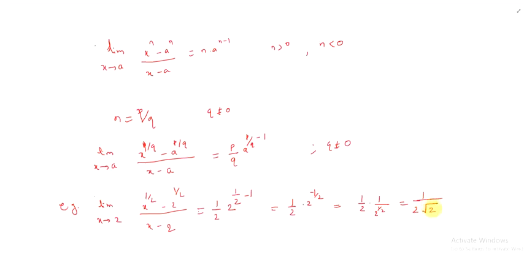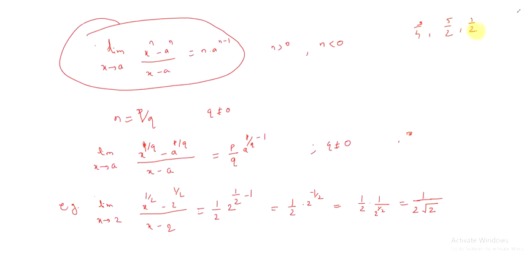So this is our required answer. We can use this result if n is natural, if n is a negative integer, or if n is in rational form. That is, if n takes values like 3 by 4, 5 by 2, half, 3 by 2, whatever. In all these cases we can use this result.